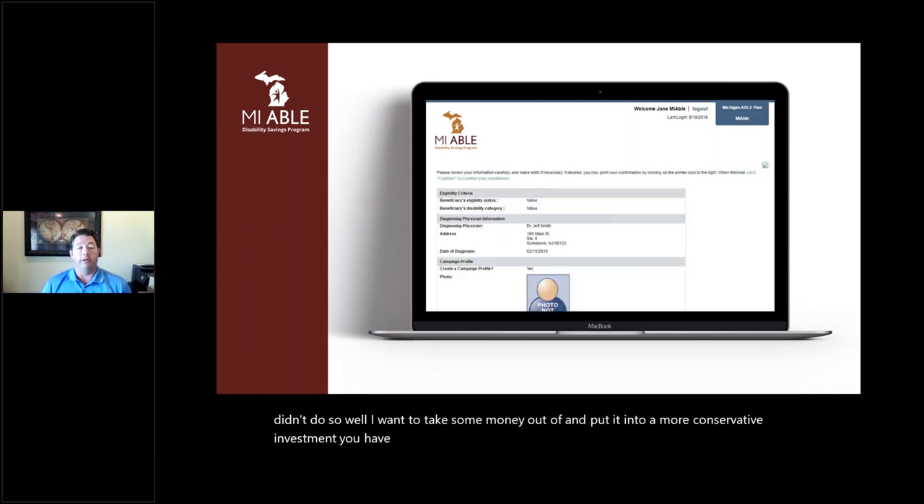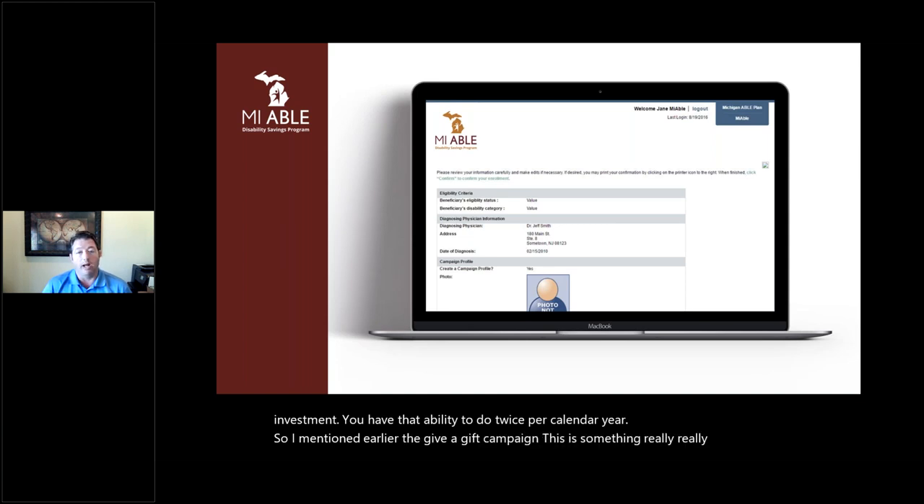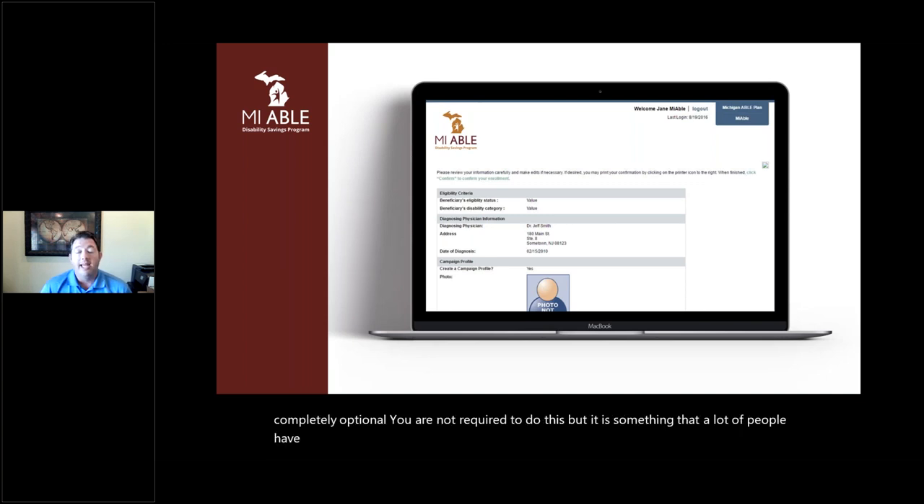So I mentioned earlier the Give a Gift campaign. This is something really, really cool. It is completely optional. You are not required to do this, but it is something that a lot of people have availed themselves of. I'm going to show you in a second. It is the ability to create a public profile to allow individuals to help crowdfund their ABLE account.